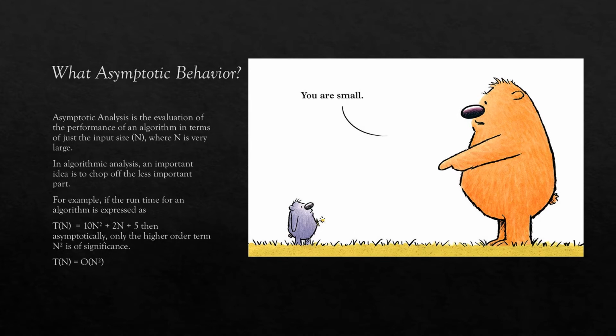For example, if you see this equation, T of n equals 10n squared plus 2n plus 5. Asymptotically, only the higher order term n squared is of significance, because if you substitute any value for n, let's say from n equals 1 to n equals 100,000 or whatever, the most significant part of this equation is 10 into n squared, which is 10n squared. And the least significant part is either the constant value 5 or 2n. So here the quadratic term n squared takes higher order preference than the linear term.